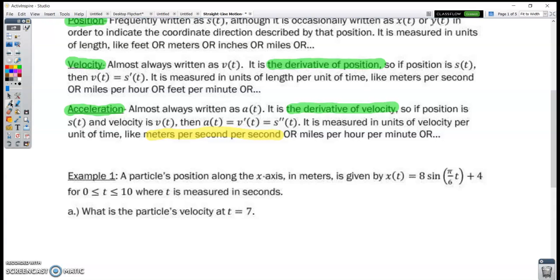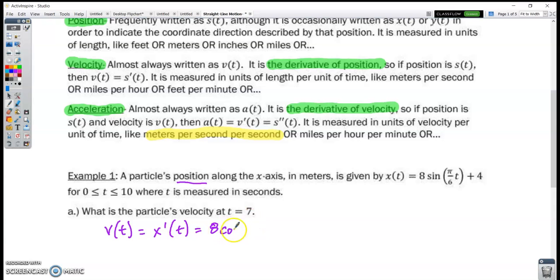Okay, so we're trying to find velocity. We know position. In order to get the velocity function, all we need to do is take the position function that we have and take the derivative of it. So the velocity function is going to be the derivative of the position function. And now I'm going to take the derivative of the function that I have here. I've got a constant multiple 8, and then I'm going to need to use the chain rule on the sine of the quantity pi over 6 t.